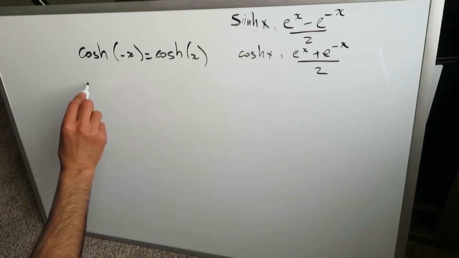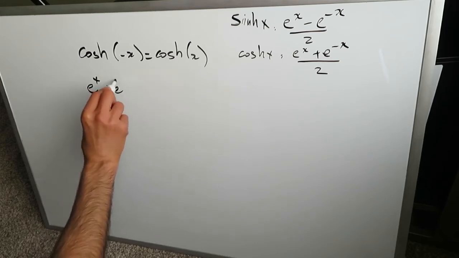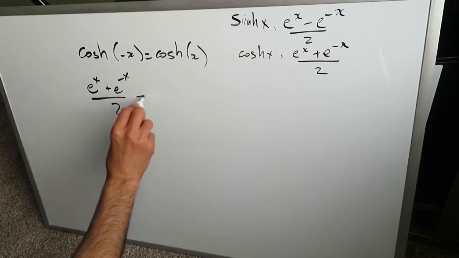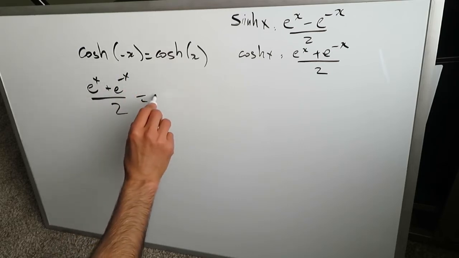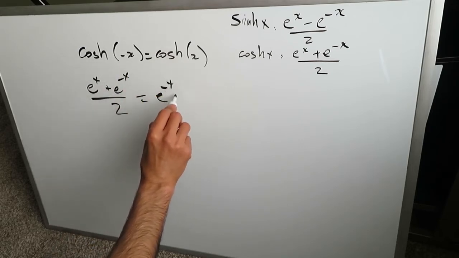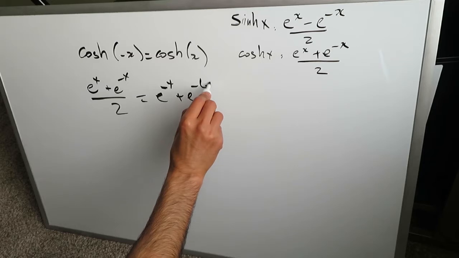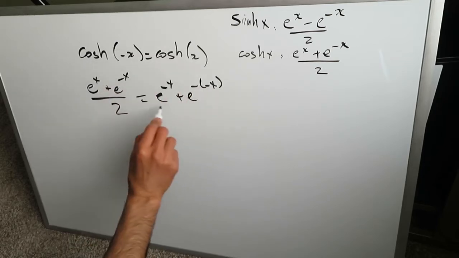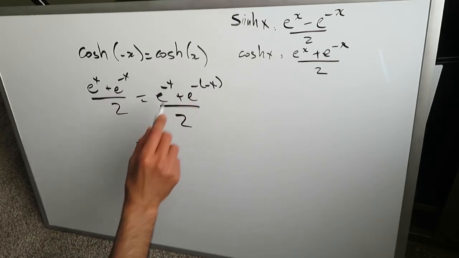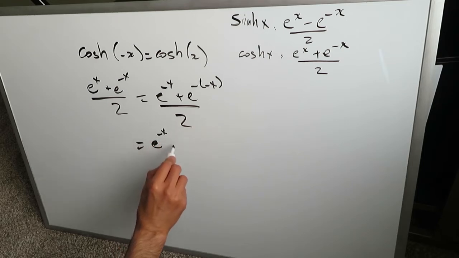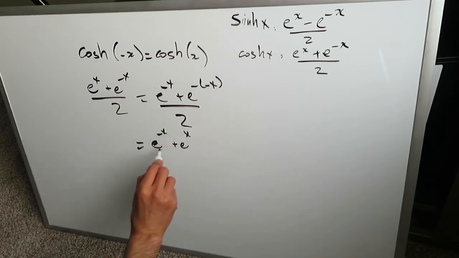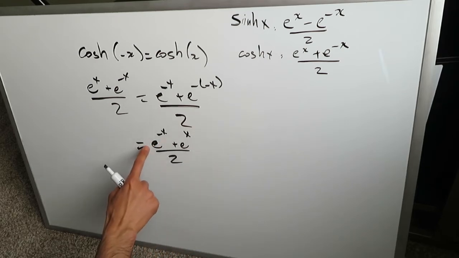Again, write the formula over here: e to the x plus e to the minus x over 2. But you have to put in the input minus x in place of x. You have e to the minus x plus e to the minus of minus x, because our input is a minus x, over 2. Opening this up on the top, we get e to the minus x plus e to the x over 2. Look over here, everything is positive.